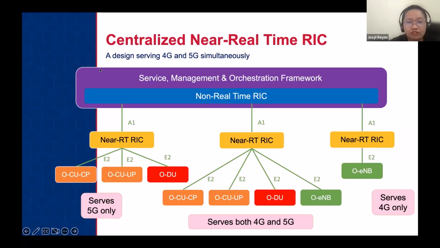It can serve 4G and 5G simultaneously. You'll have one part that is serving only 5G. The other part serves both 4G and 5G. You'll know that it is also serving 4G because you can see the eNode B here. And then if it's only serving 4G, then you don't have any of the DU, CU, etc. But you only have the eNode B. Okay, so again, andyan yung dalawang interface, the A1, the northbound interface, and the E2, the southbound interface.